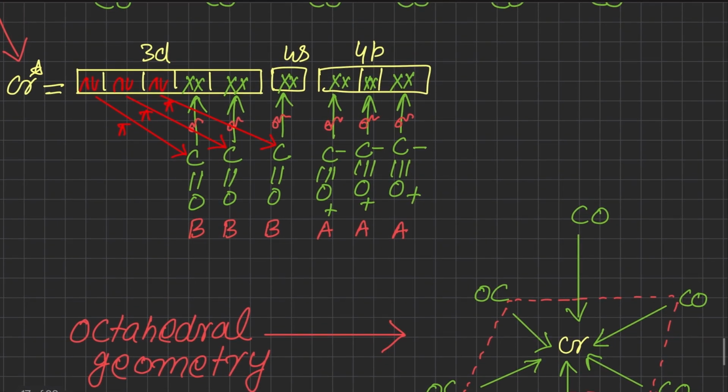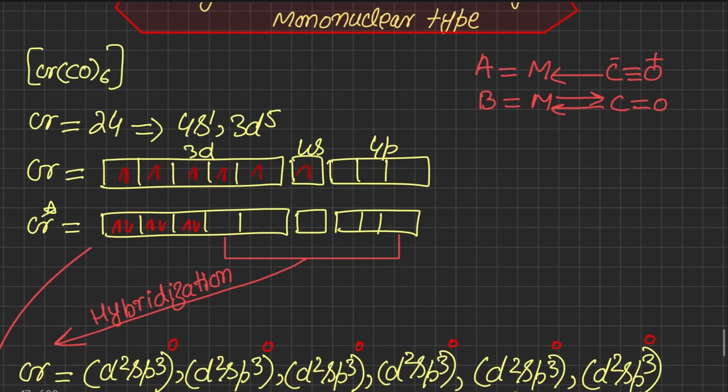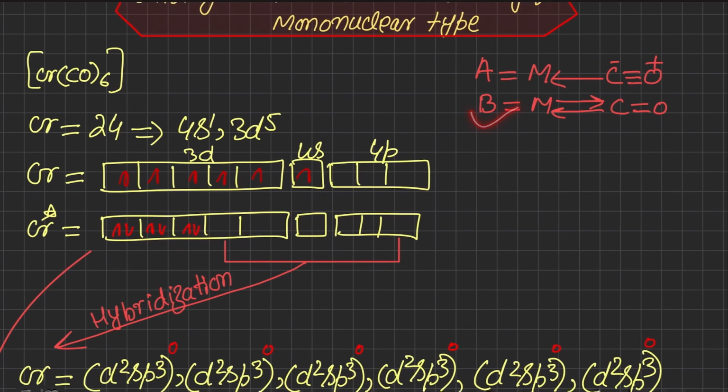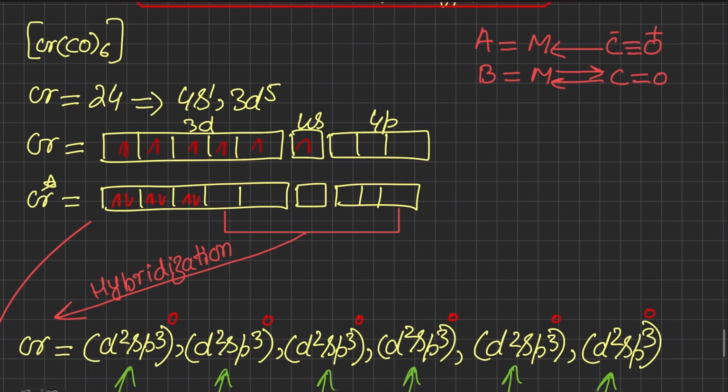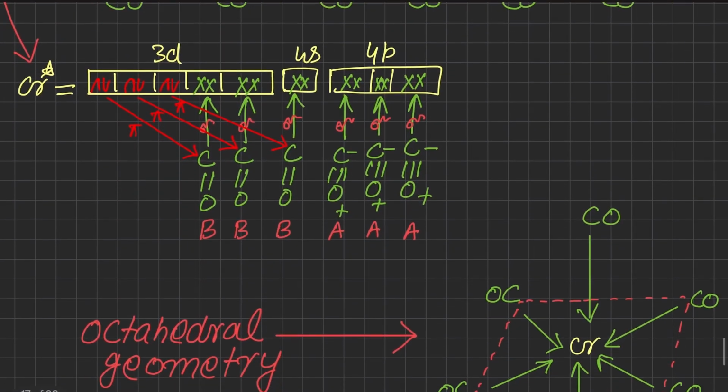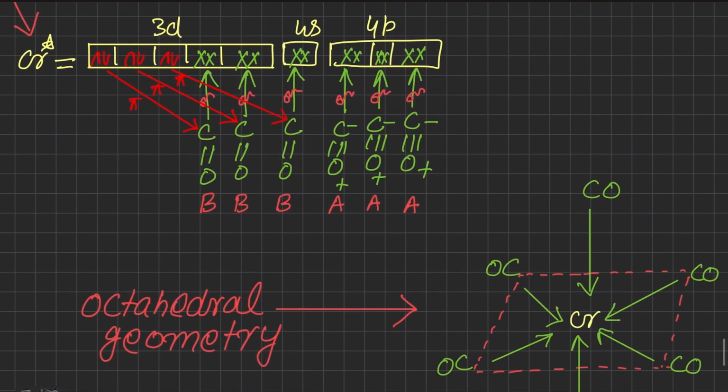But in the bonding situation, we know that three carbonyls are such that there is no back bonding, and three carbonyls are such that there is back bonding. So we can say three carbonyls are attached to chromium in B form and three are attached in A form. Now what is the evidence behind this? The evidence comes from the stretching frequencies in the IR spectrum, which we have studied in detail in the previous lecture.